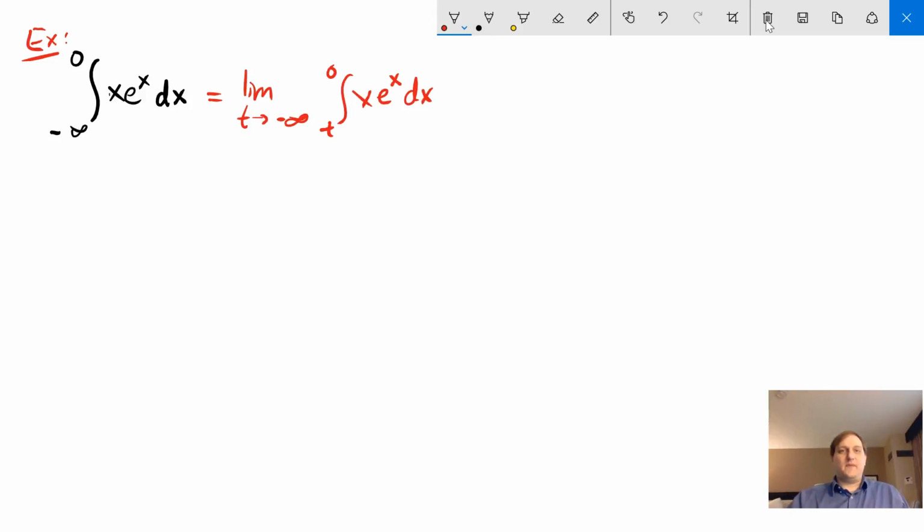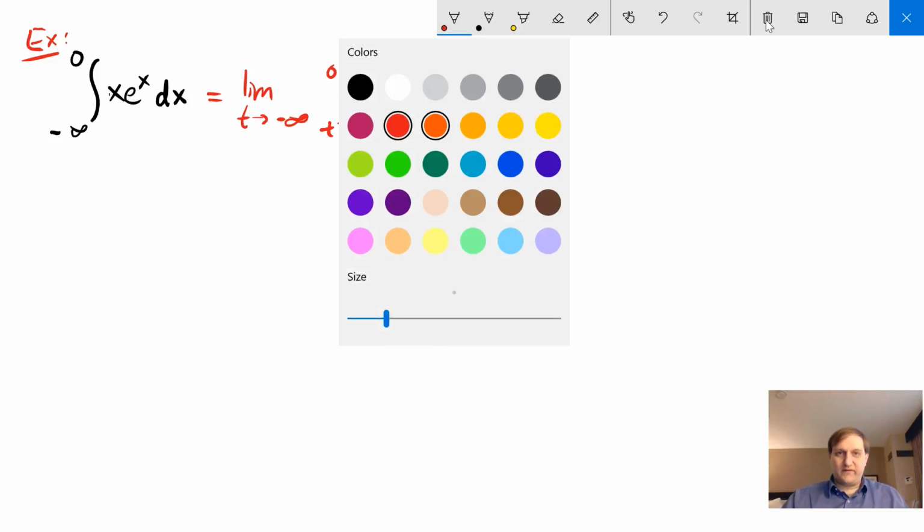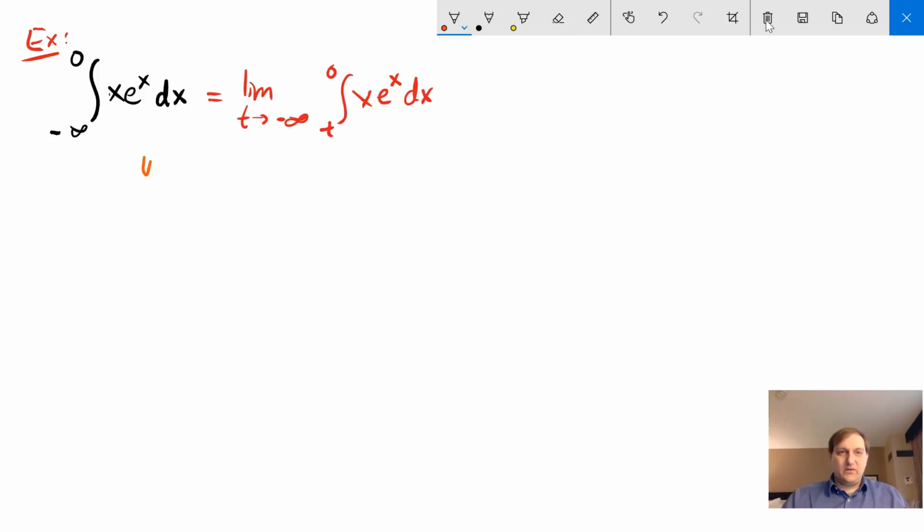Okay, so this is an integration by parts situation. That's what makes this tricky, that we have to do this with integration by parts. So I'm going to let u equal x, and I'm going to let dv equal e to the x dx. Then du equals dx, v equals e to the x. So this becomes uv, so x e to the x.